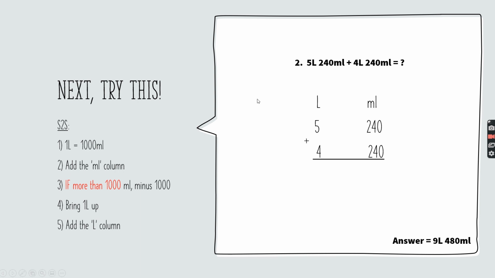In this example, you do not need to minus 1000 because here 480 milliliter is less than 1000, so you don't need to minus it and you don't need to plus 1 over here. So 5 plus 4 just gives you 9. So the answer is 9 liter 480 milliliter.